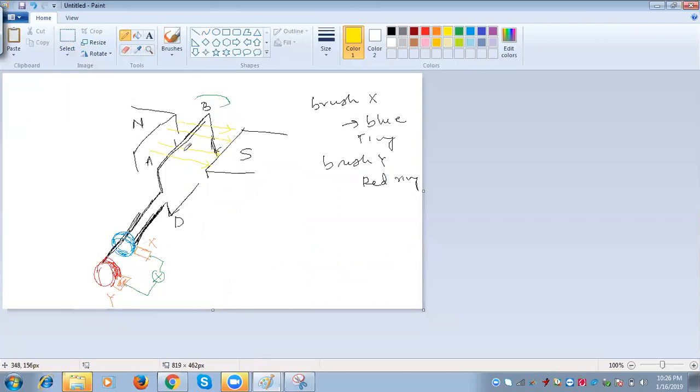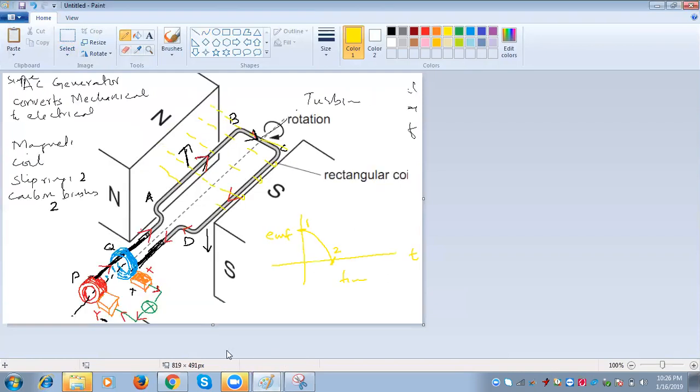Then the coil tilts, and it starts cutting some of the flux, so EMF will be induced, but the direction will reverse. I will tell you why the direction reverses. And then finally what happens? The coil becomes horizontal. AB comes to the south side and CD comes to the north side. What will be the position? I will take a copy of this and paste it in the other window.